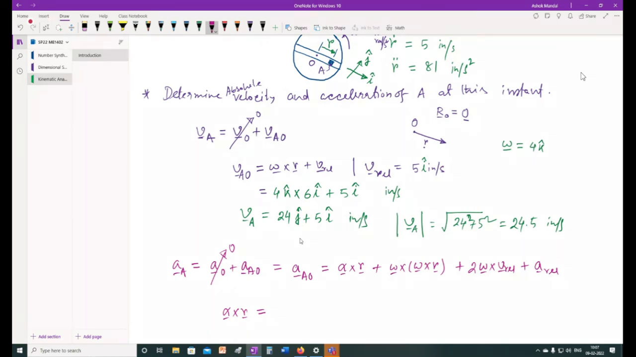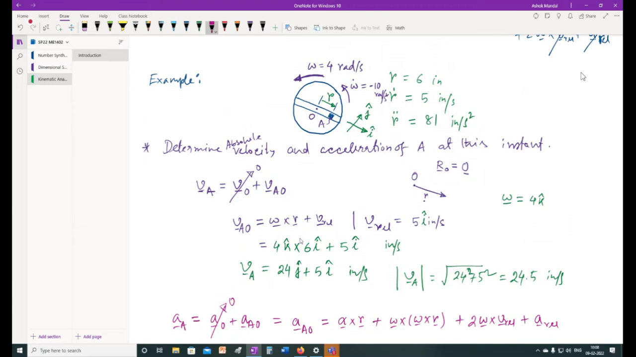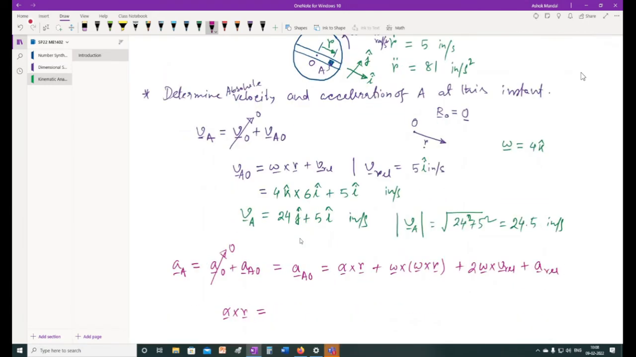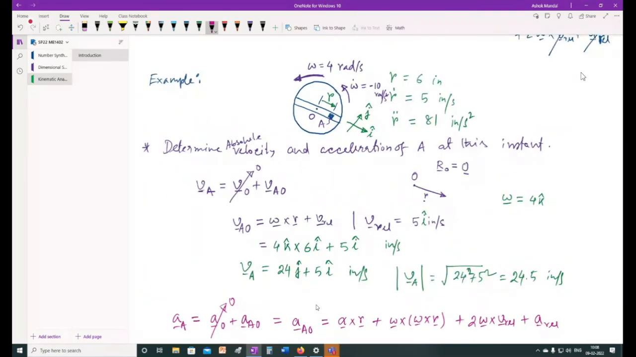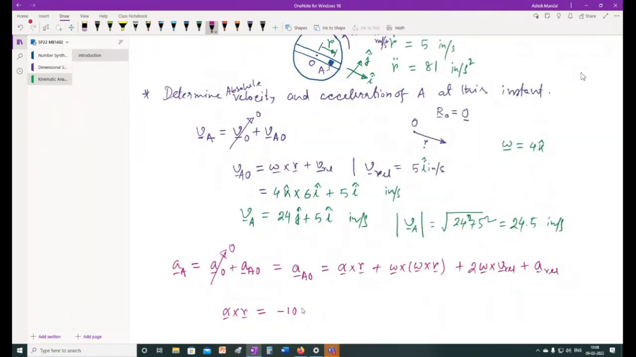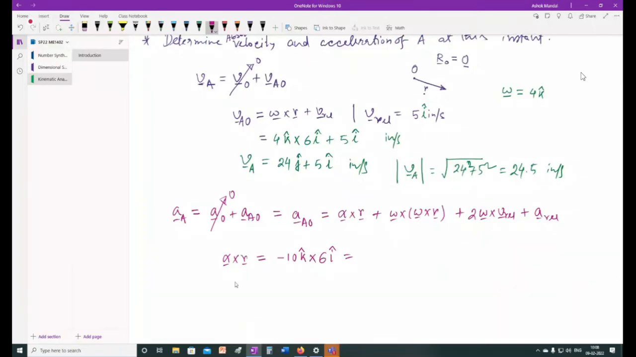What is alpha cross r? Alpha is minus 10, in the K direction. It is not J, it is K. Minus 10K multiplied with 6i. Do the calculation. I'm going to the next.